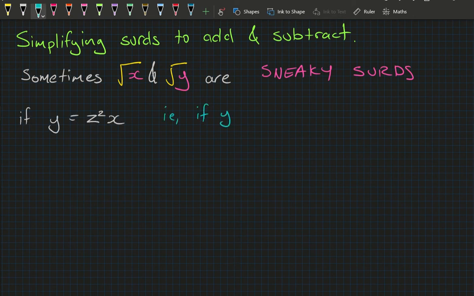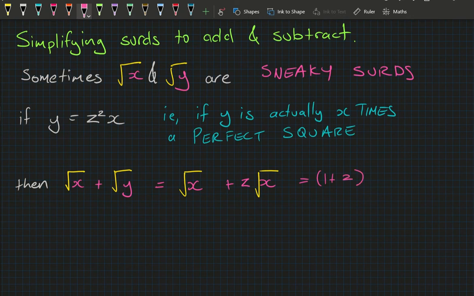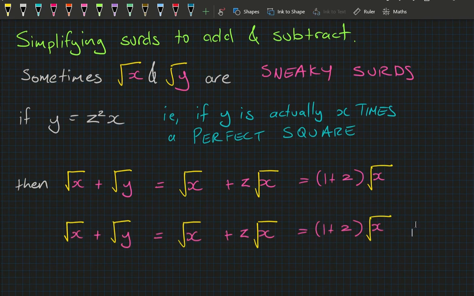In other words, if y was actually x times a perfect square, then the square root of x plus the square root of y is actually equal to the square root of x plus z times the square root of x, which is equal to 1 plus z times the square root of x. In exactly the same way, the square root of x minus the square root of y is going to equal the square root of x minus z times the square root of x, which is actually equal to 1 minus z times the square root of x.